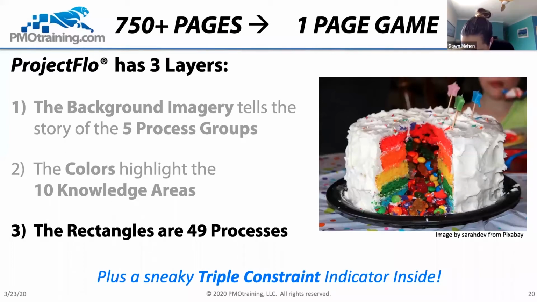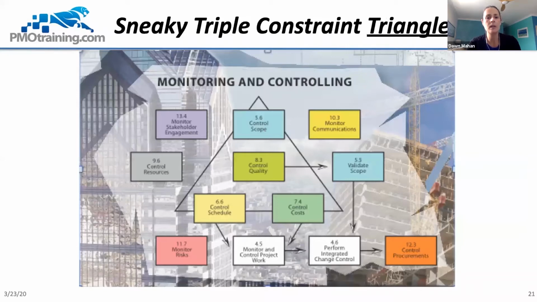So the rectangles on the placemat, which I call a placemat because if you get the physical version, it's actually a placemat you can eat your noodles on. And so you can see here, there are all these different boxes, which, again, is not my fault, right? The PMBOK guide has 49 processes, so we had to organize them in that way. And so here we'll just focus in for a moment on monitoring and controlling.